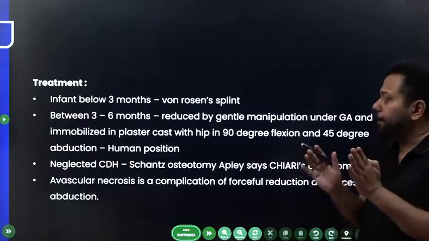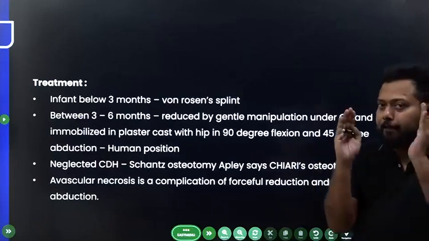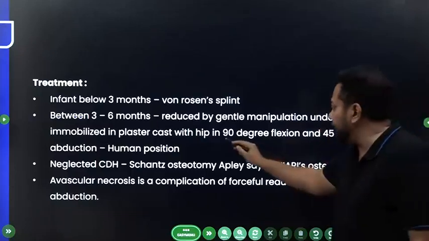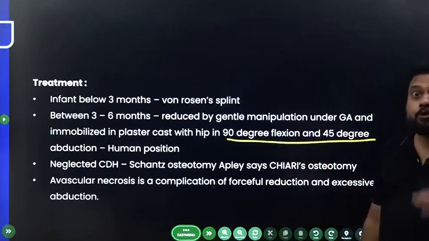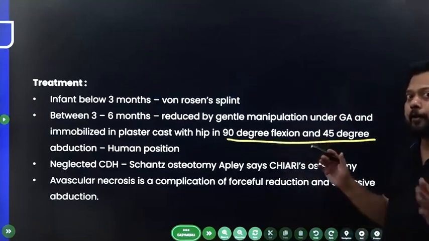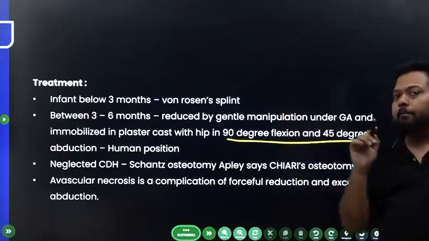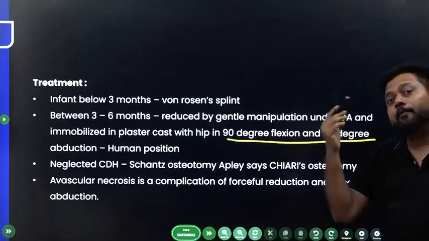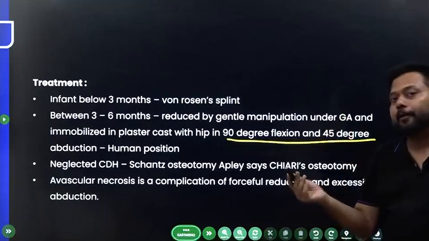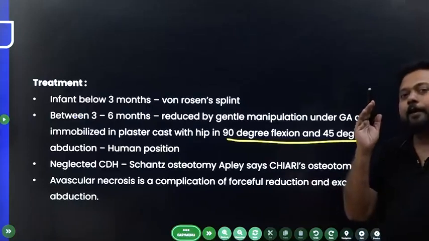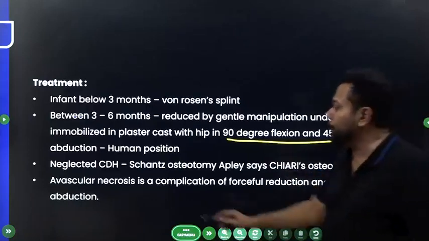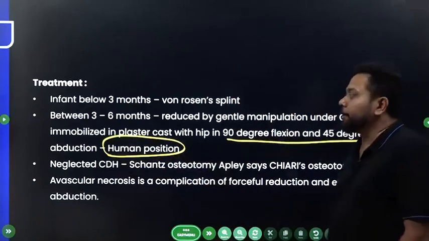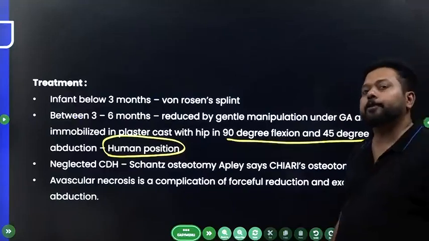After that, keep it in a plaster with 90 degree hip flexion, 45 degree hip abduction. You should not abduct more than 45. When you abduct more than 45, blood supply to the head of the femur may be affected and the CDH baby may go on to avascular necrosis of the head of the femur. So, 90 degree flexion, 45 degree abduction. That's called the human position. And this is the treatment of choice when the baby is between 3 to 6 months.